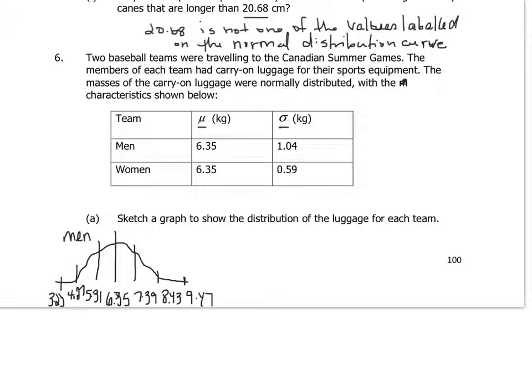I can't really fit the percentages in there, but you should put them in there. 34%, 34%, 13.5%, 2.35 would be there, and 0.15 here. And the same thing on this side, 13.5, 2.35, and then percent symbols, and then 0.15.